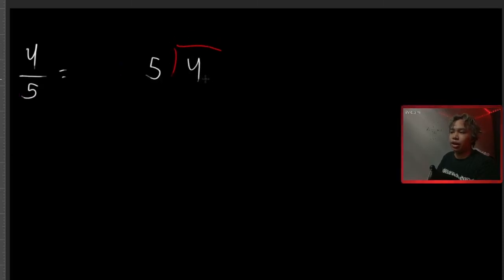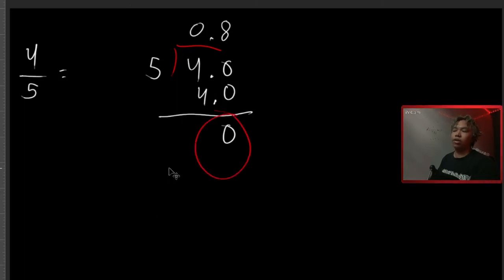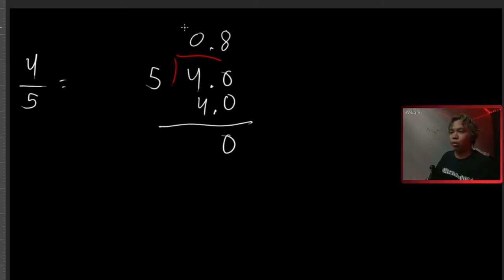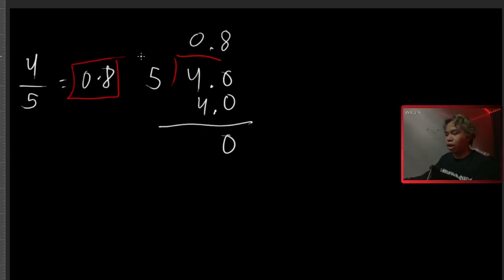So, isa pang given. Last na. So, 4 over 5. Okay, last na to. So, 4 sa loob, and then 5 sa labas. Okay, and then add 0.0 dito. So, ilang 5 meron sa 40? Ang sagot doon, 8. 8 times 5 is 40. So, 4.0. Nag-0 na. So, ibig sabihin, fixed to. Ang sagot, 4 over 5 is equal to 0.8. Ayun yung sagot. So, ganun lang kasimple.